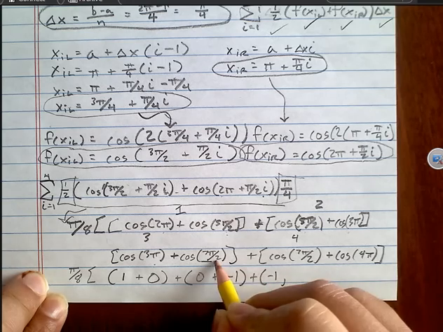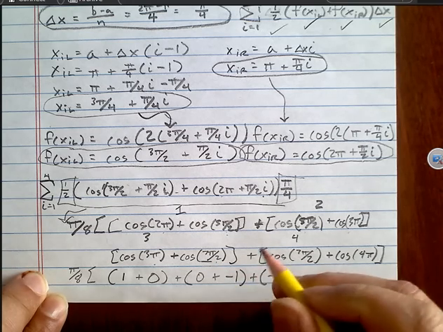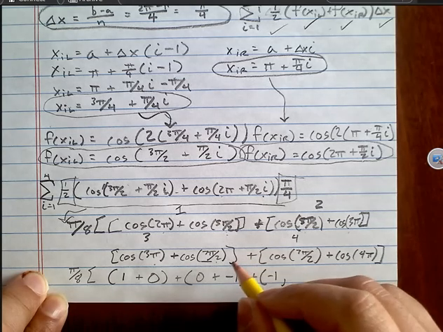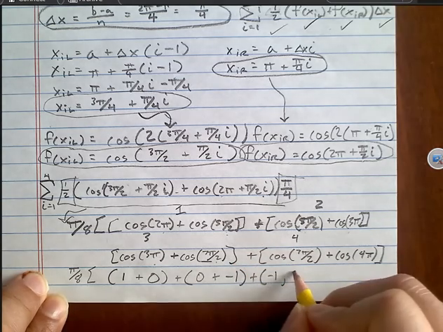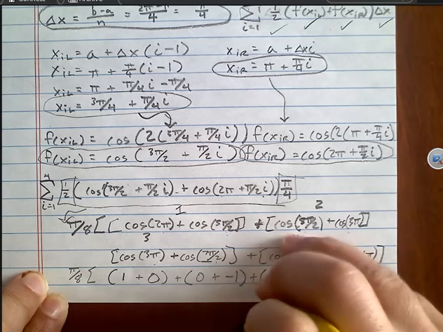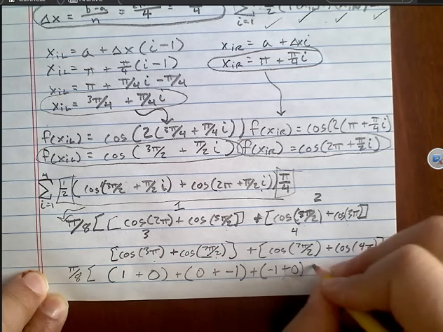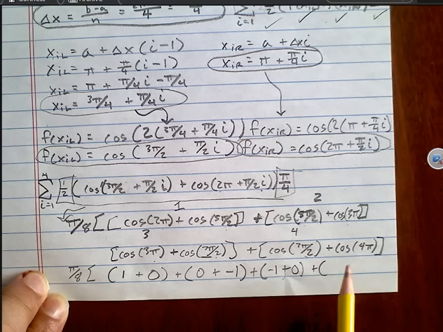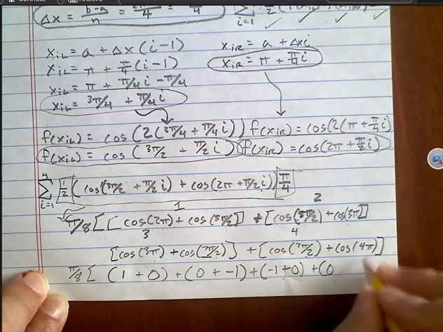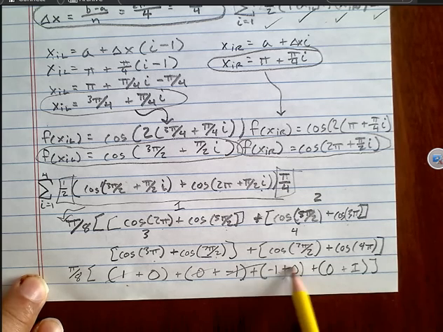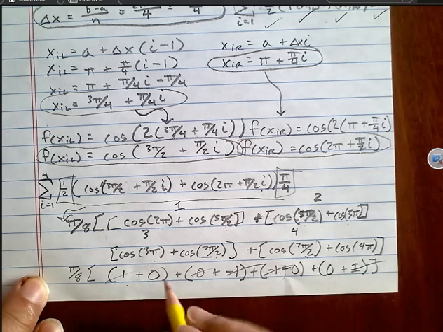Cosine of 7 pi over 2 is the same as the cosine of 3 pi over 2, which is 0. I'm sorry, I didn't mean to put a comma. And finally, the cosine of 7 pi over 2 is the same, well, we already did that, that's 0. And then the cosine of 4 pi is the same as the cosine of 2 pi, which is 1. So 1 minus 1 minus 1 plus 1, they all cancel out. So pi over 8 times 0 equals 0 units squared.